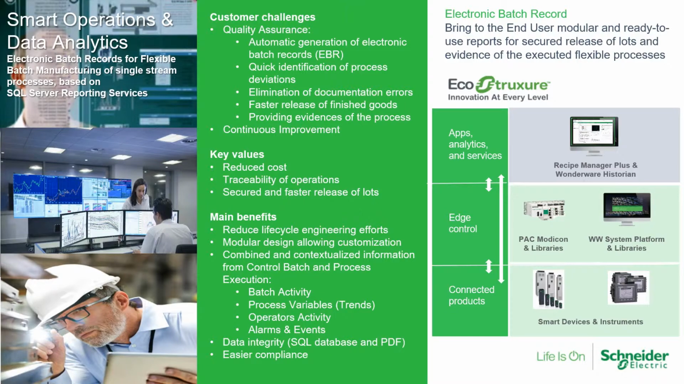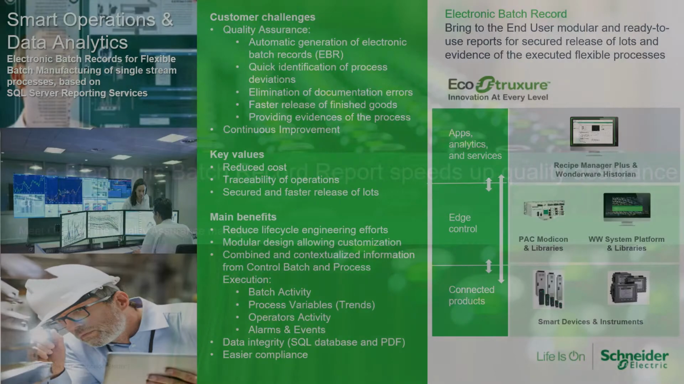The out-of-the-box and lightweight footprint electronic batch record combines information from all the involved databases, the batch control activity, the trend of the process variables, the operator actions, and the alarms and events from the process itself, bringing accurate evidences of the executed process and allowing to quickly and easily determine its adherence to the recipe and standard procedures while also securing the data integrity.